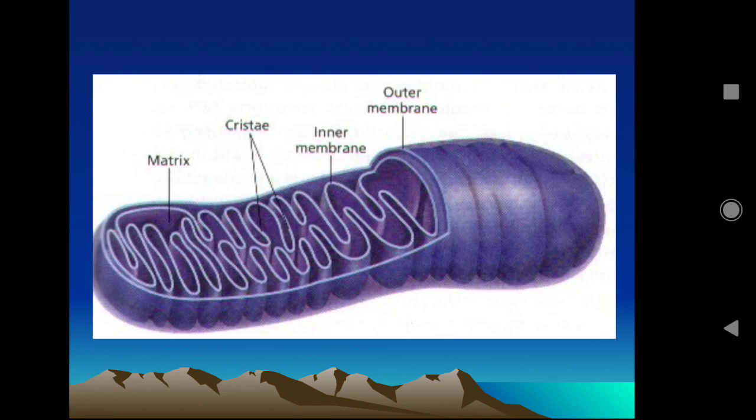So here's the structure of the mitochondria. You can see it's a bean-shaped organelle. It is the ATP synthesis location of the cell, the eukaryotic cell. So you can see the matrix, which is the fluid inside of the mitochondria. The cristae is the inner membrane, kind of the inner linings, the inner foldings, and then the outer membrane on the outside.